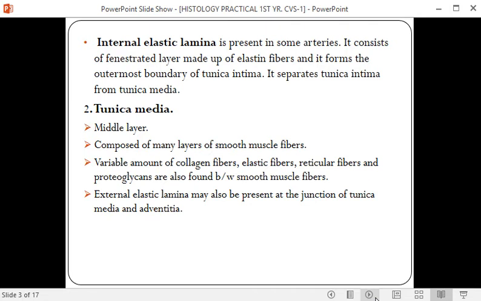Then is tunica media, which I told you is the middle layer. It is composed of many layers of smooth muscle fibers. A variable amount of collagen fibers, elastic fibers, reticular fibers and proteoglycans are also found between the smooth muscle fibers. External elastic lamina may also be present at the junction of tunica media and tunica adventitia.